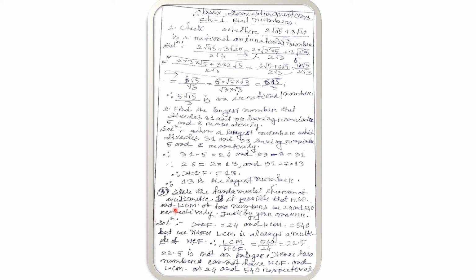Now, we are asked to check whether 24 and 540 can be the HCF and LCM of two numbers or not. Now see, HCF is 24 and LCM is 540. But we know LCM is always a multiple of HCF. Ultimately, LCM is divisible by HCF. It is completely divisible. So LCM by HCF, 540 by 24, we get 22.5. Since it is 22.5, it is not an integer.